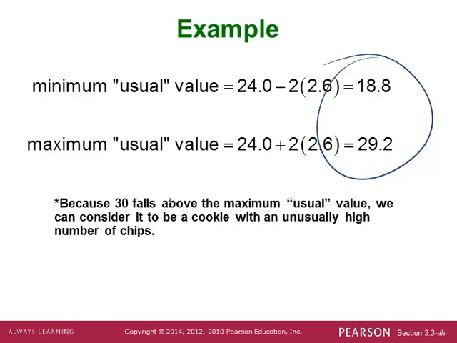So whenever you have a problem asking whether an observation is unusual, all you need to do is take the sample mean plus or minus 2 standard deviations. You add 2 standard deviations, subtract 2 standard deviations, and if your observation is below or above that range, then you do have an unusual observation.